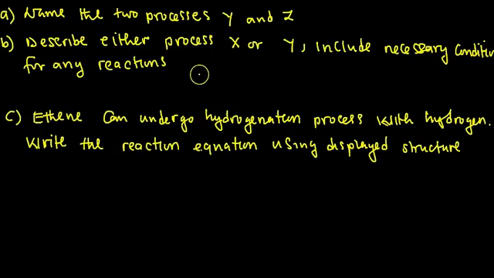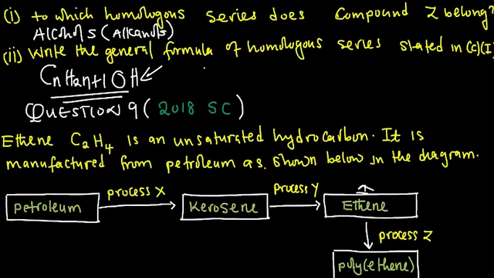Name the process Y and Z. Name the process Y and Z. So for the sake of our learning, we are going to name process X, we are going to name process Y, and we are going to name process Z. Now, the process by which petroleum is converted to kerosene. So kerosene is one of the products of petroleum that is produced, and this process is called fractional distillation.